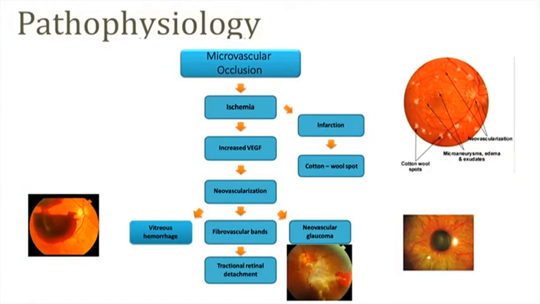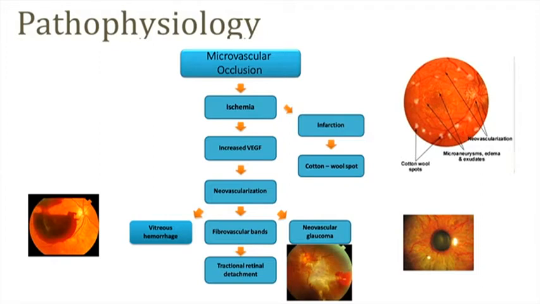Once the capillaries are occluded, obviously it will lead to ischemia. Once there is ischemia, the tissue will die, the retina will die. If you get a retinal infarction, you can see this as cotton wool spots. This is what we see with the ophthalmoscope. If the retina has not completely died, certain tissues will become ischemic, and the reaction of the body tissue to ischemia is to synthesize vascular endothelial growth factor, to generate new blood vessels.